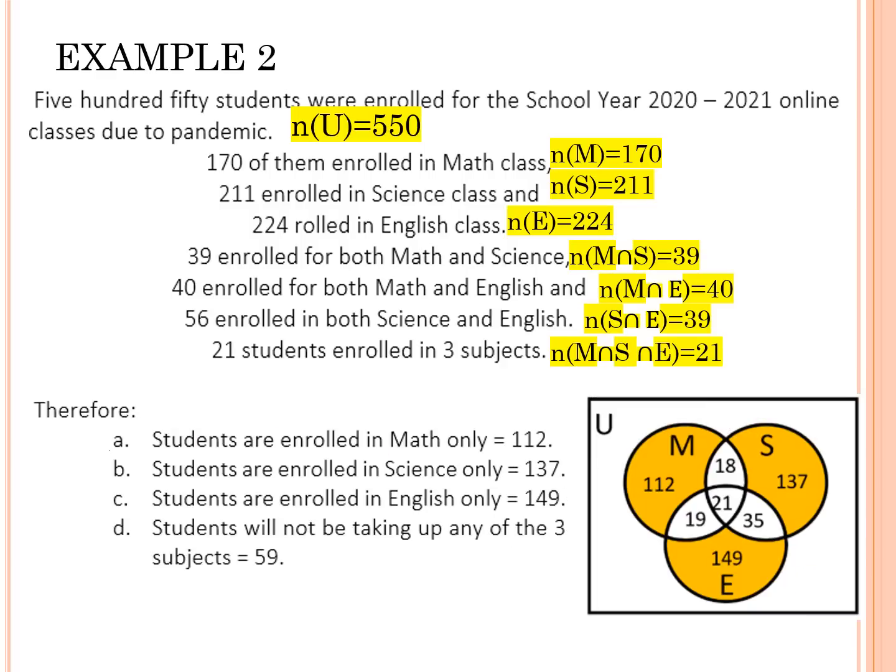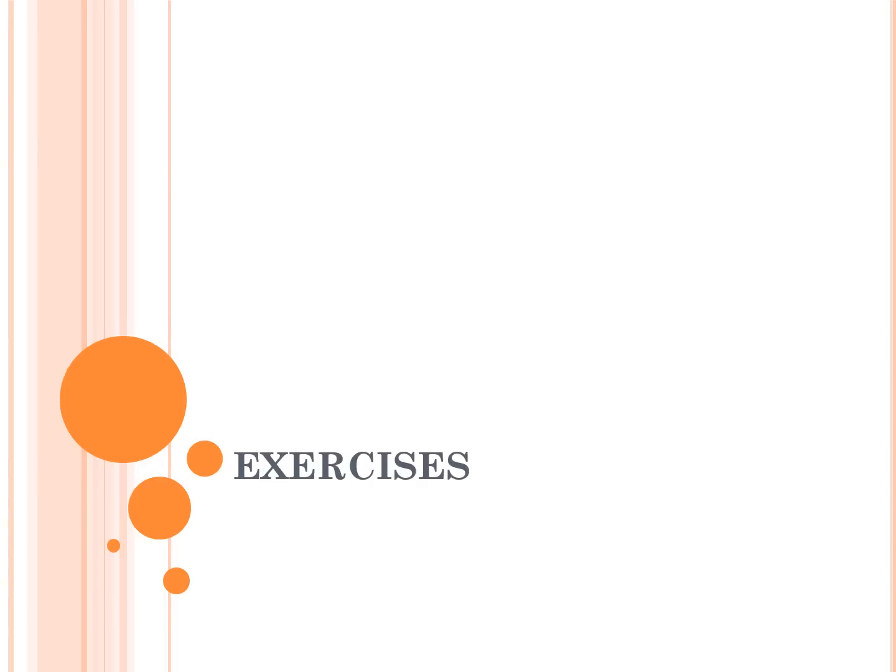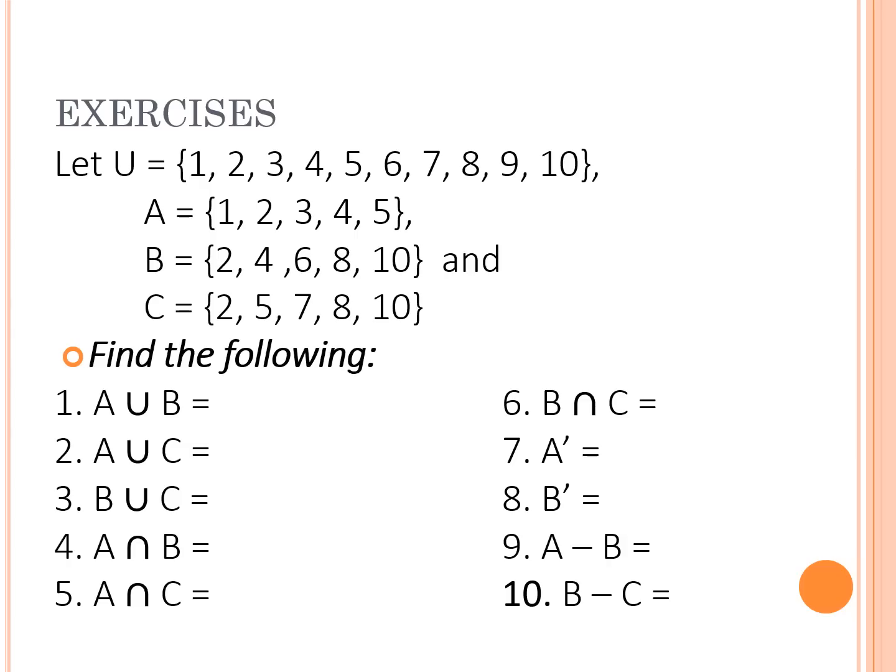Now we can answer the questions a while ago. So students who are enrolled in math only, this is the answer, 112. Students who are enrolled in science only, 137. English only, 149. And those who will not be taking up any is the number outside, which is 59. So 59 is the answer to letter B. So that is the solution for example number 2. Here are some exercises that you can answer.